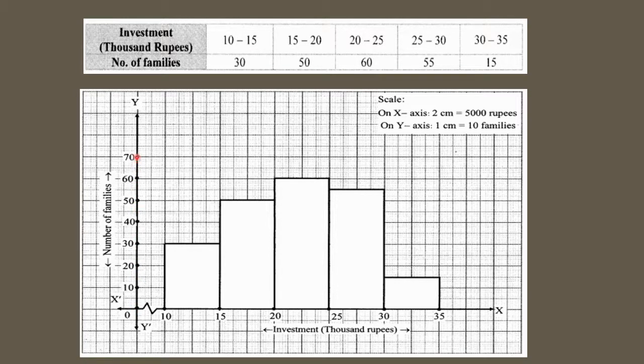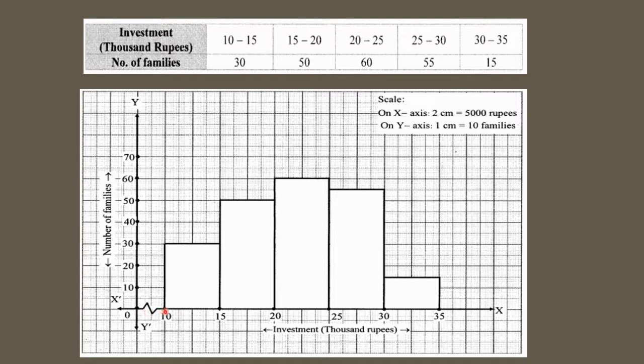Your first class, 10 to 15, is 30. Therefore, mark it here, 10 to 15, 30. And 15 to 20 is 50. And 20 to 25 is 60. And 25 to 30 is 55. And 30 to 35 is 15. No observation is between 0 and 10. Therefore, you have to put the kink mark between 0 and 10.